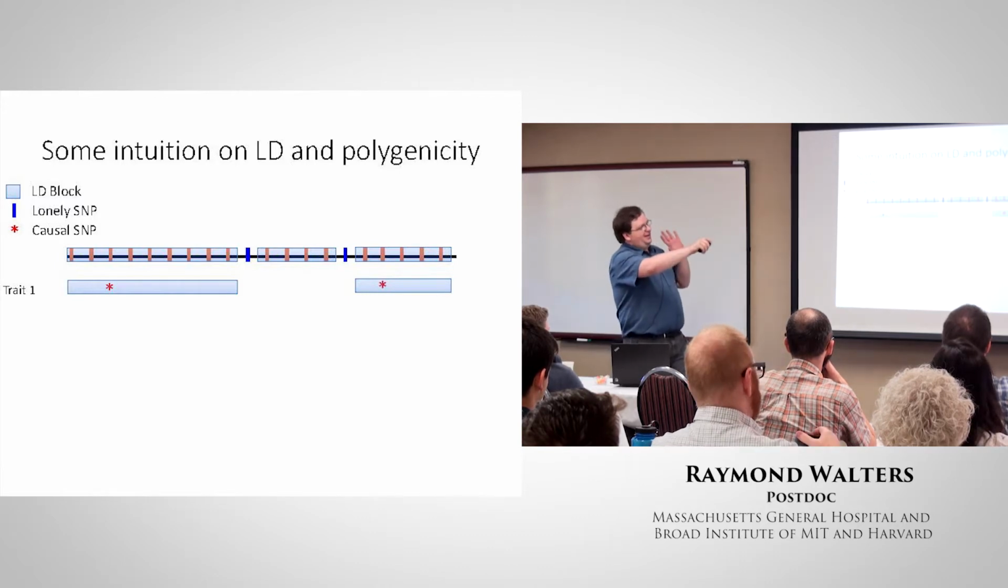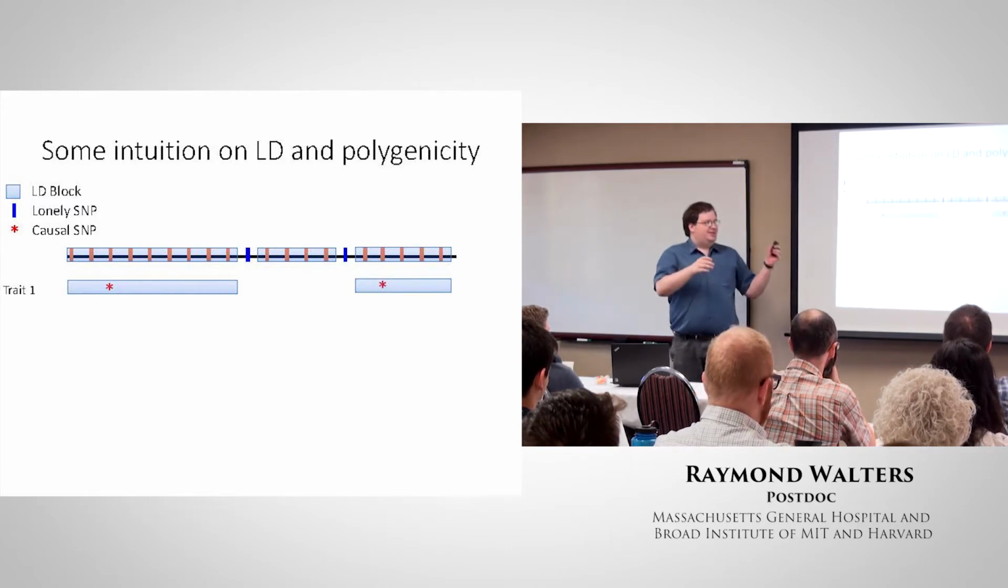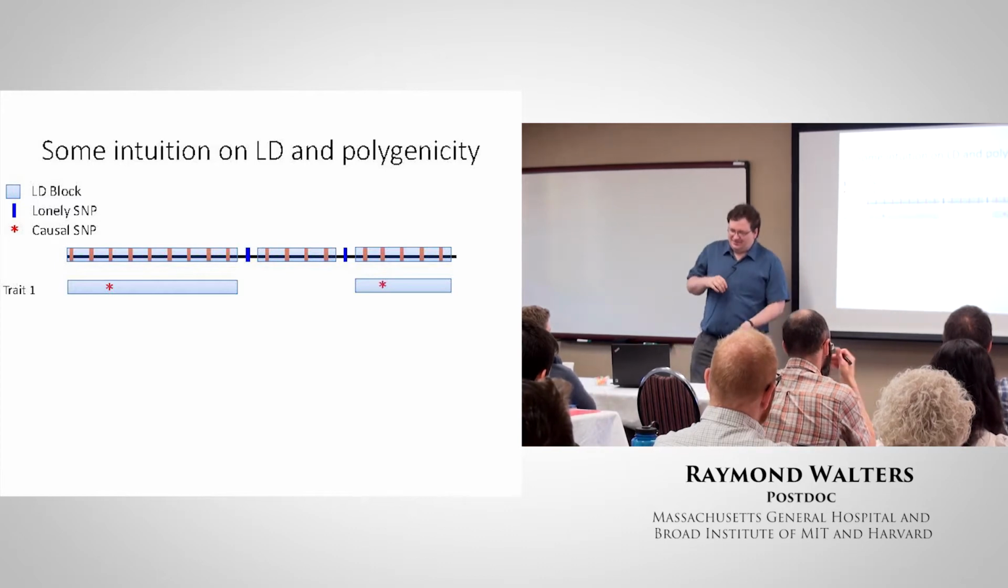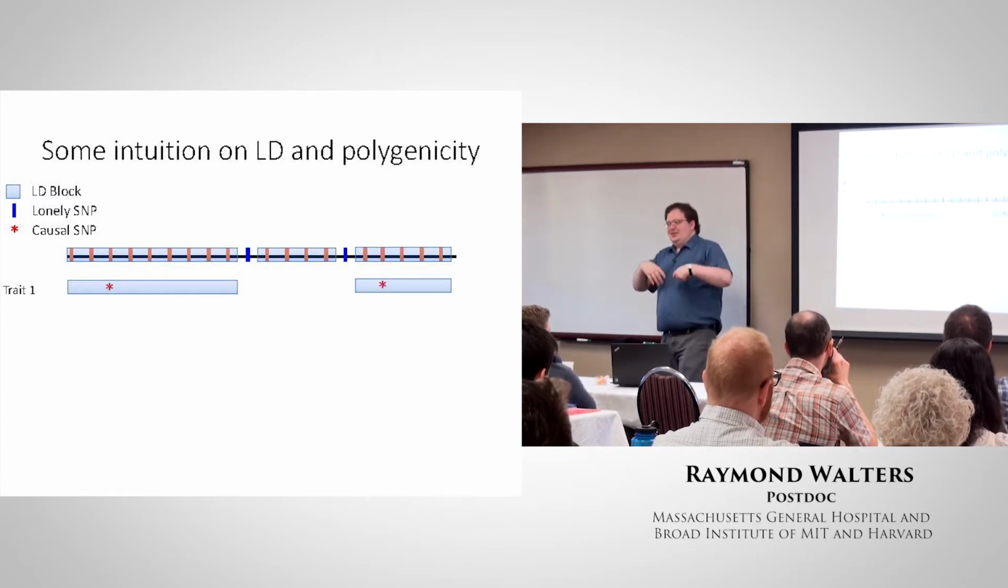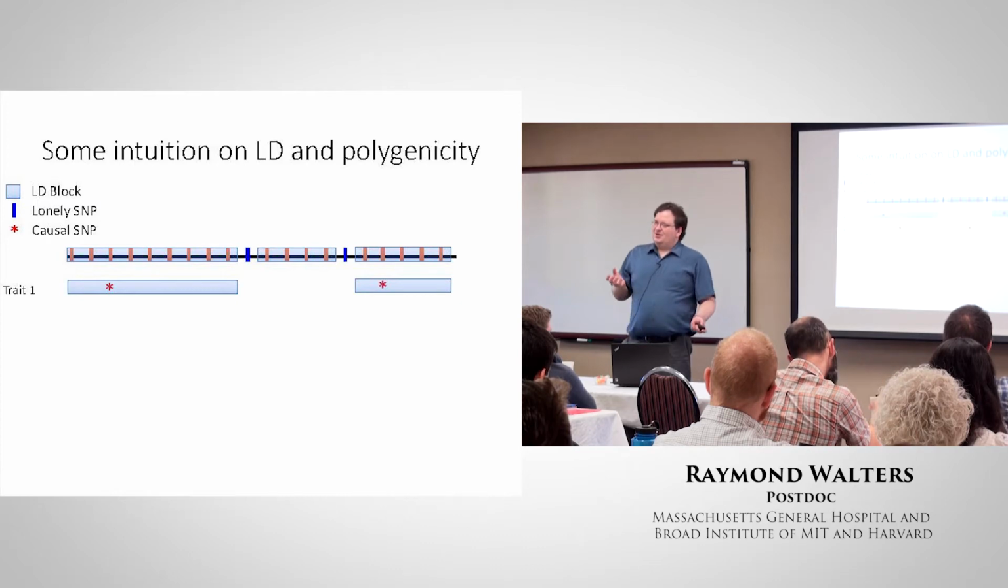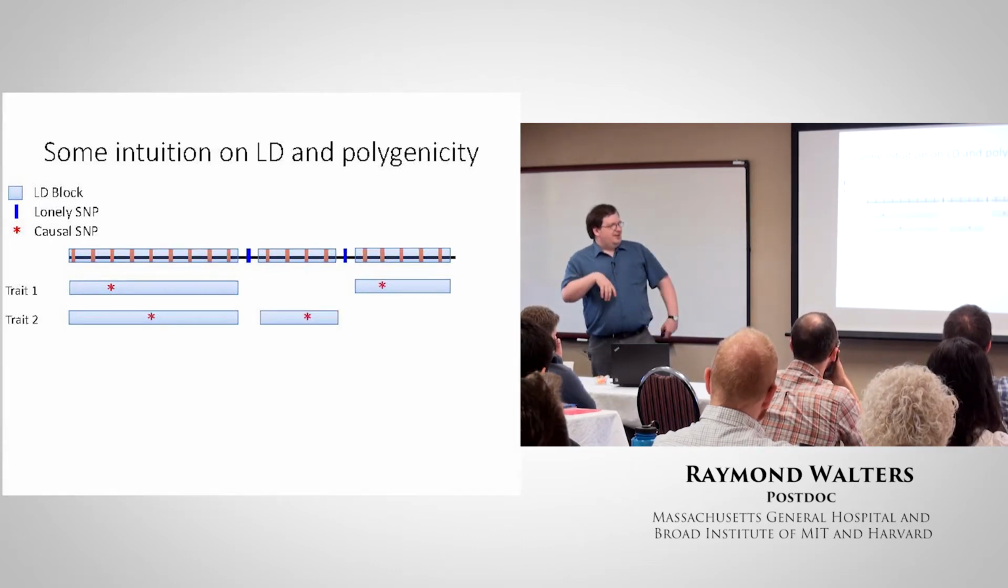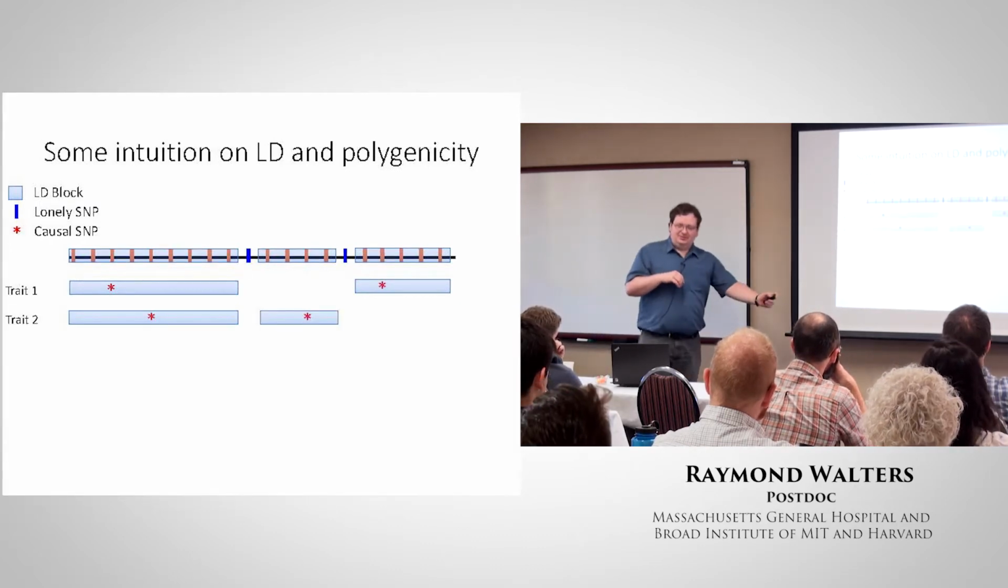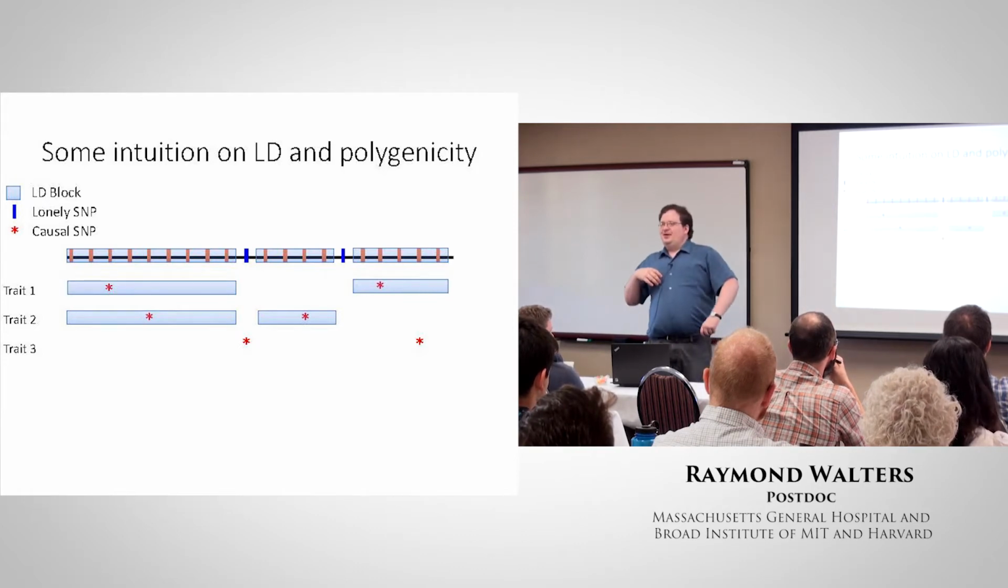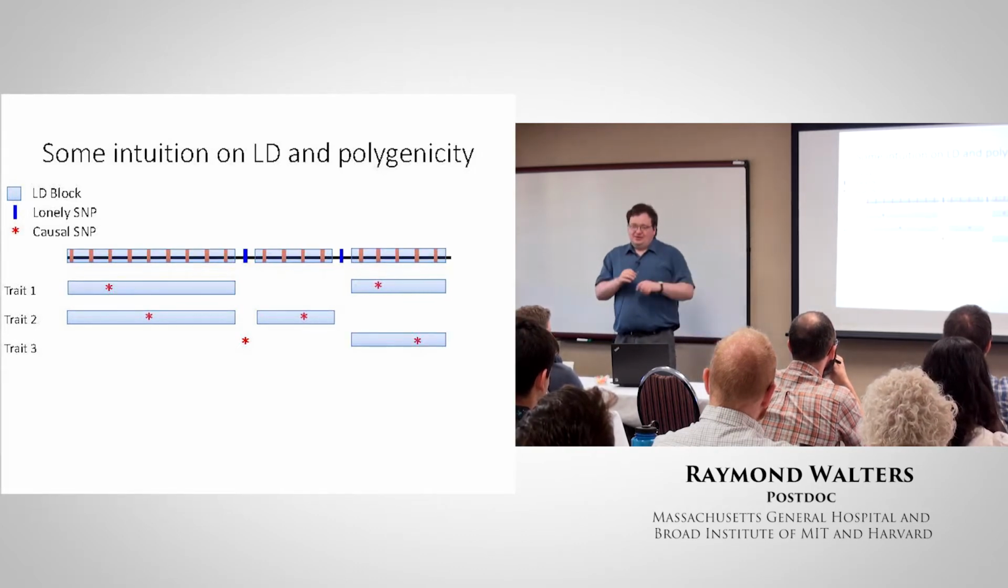So we'll see this pattern in terms of association relative to this pattern of causal SNPs. We can repeat this thought experiment for a second trait and throw down some more causal variants. This time we hit another pair of LD blocks. We can repeat it again for another trait. This time we hit one LD block, and we actually managed to hit one of the lonely SNPs.